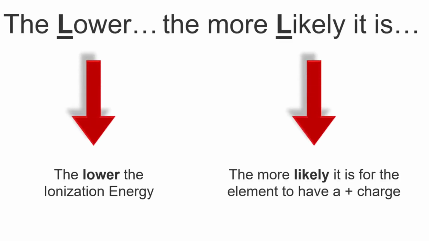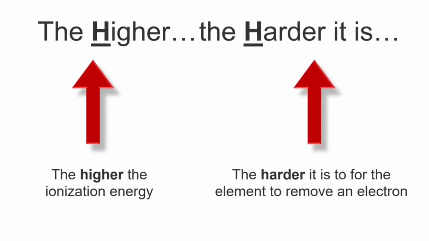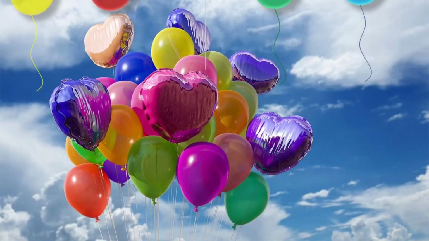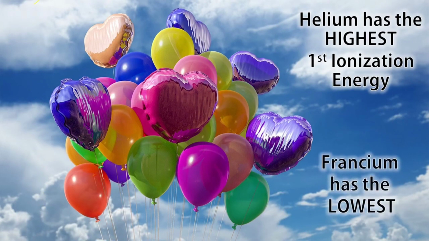The lower the ionization energy, the more likely that element will form a cation, or turn into a positive charge by donating an electron. The reverse is the case, is it not? Yes. Because if we go back to our periodic table, we discover that the element which was first discovered in the sun, known as helium, will have the highest ionization energy, is it not? Yes. Whereas francium will have the lowest.